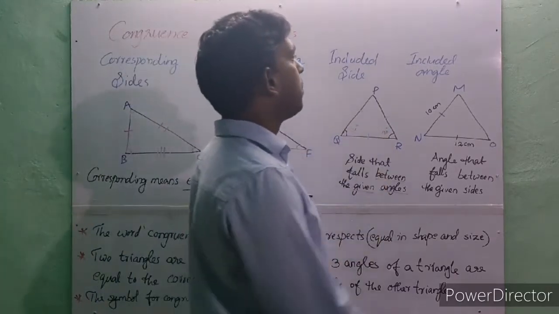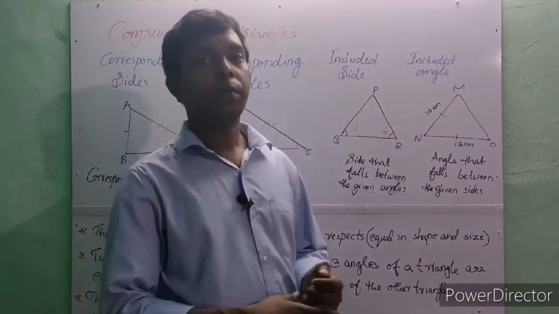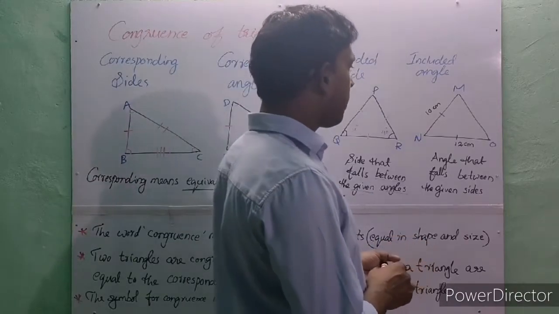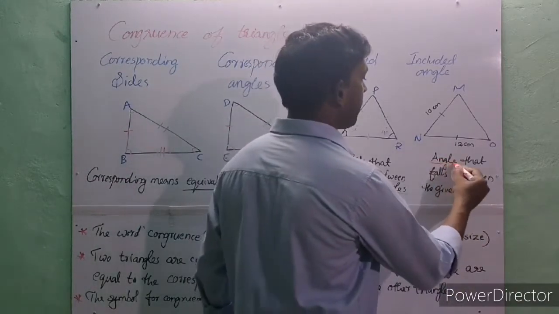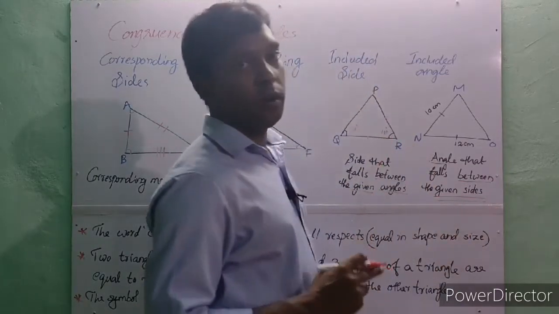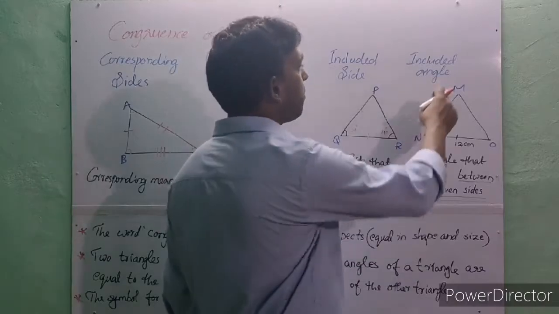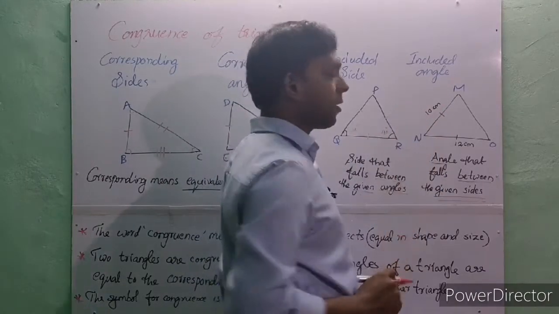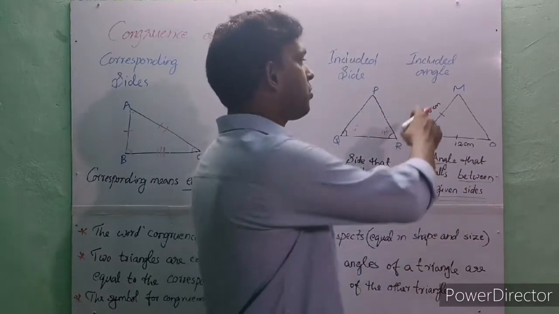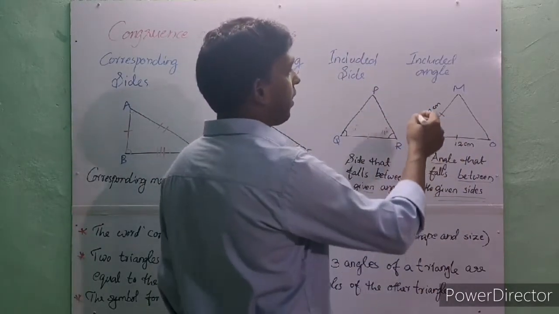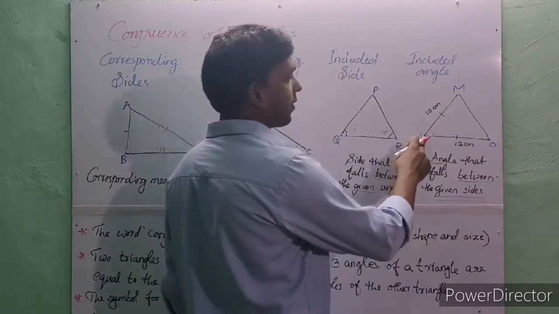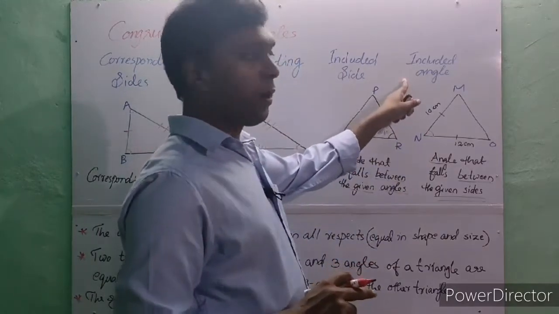So let's now move to included angle. What do you mean by included angle? Included angle means the angle that falls between given sides. In this triangle, two sides are given. Side MN is given, that is 10 centimeter. Side NO is given, that is 12 centimeter. Two sides are given. The angle that falls between them is known as the included angle.